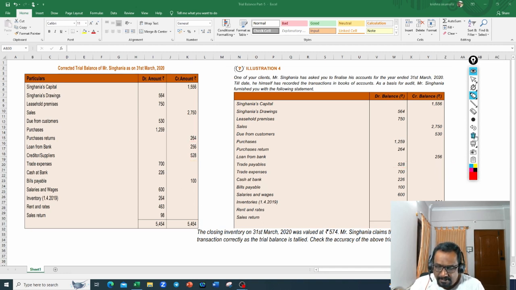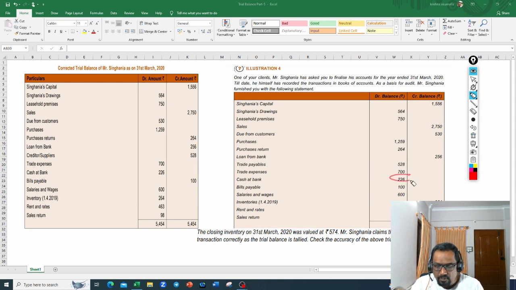Right. Next one. Trade expenses 700. All expenses and losses are supposed to be debited. That's a debit balance. So he has shown debit side correctly. So there is no issue. That has been accounted correctly. There is no problem. Moving to the next one.